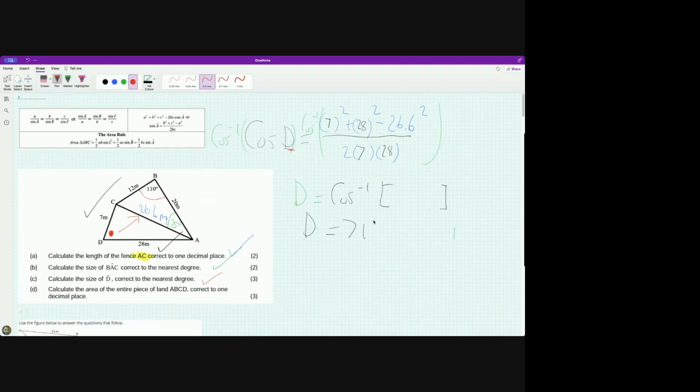And I see that everyone else is getting 71. So we have 71 degrees. Okay, so we've got one more thing to do, and then we're done with this first question. So we've done that one, we've done that one. It says, find the area of the piece of land ABCD. So A, B, C, D.